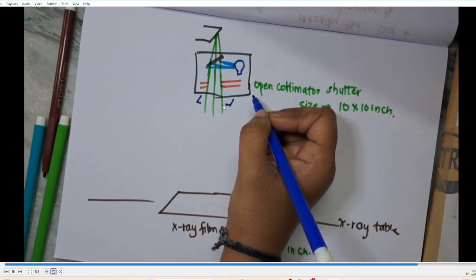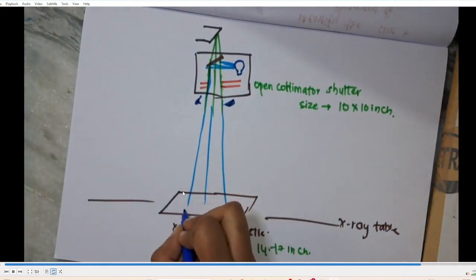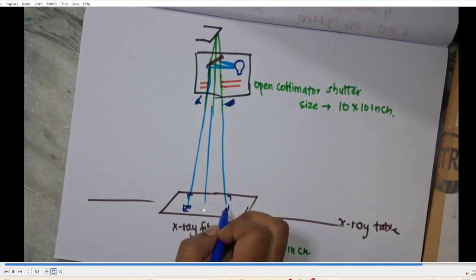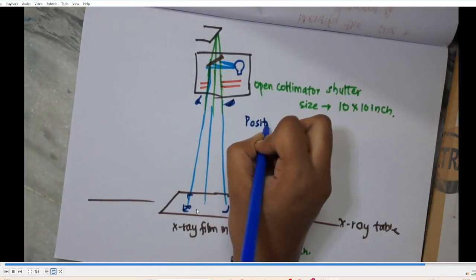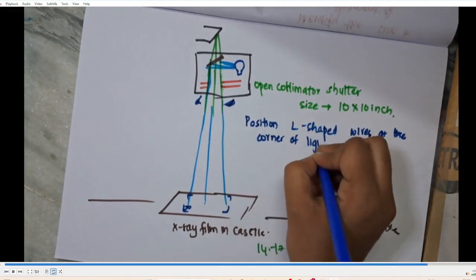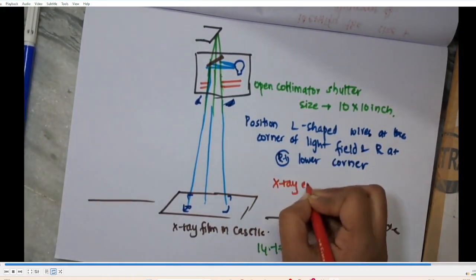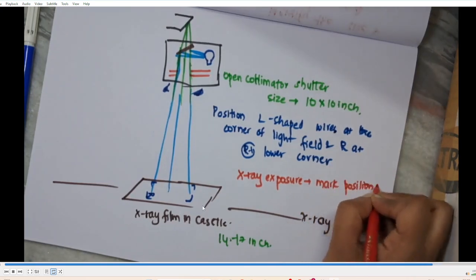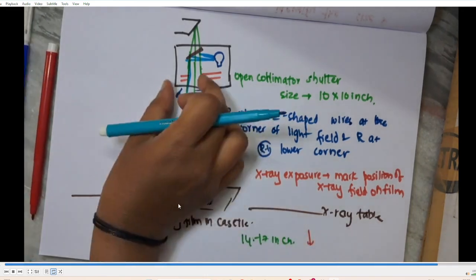Now carefully position the L-shaped wires at the corners of the light field, and place the R in the lower right corner. Then make an X-ray exposure at 40 inches, 3.3 milliampere-seconds and 40 kVp to mark the position of the X-ray field on the film.